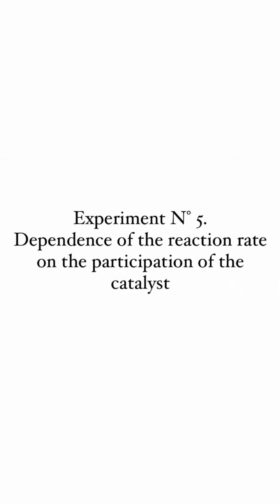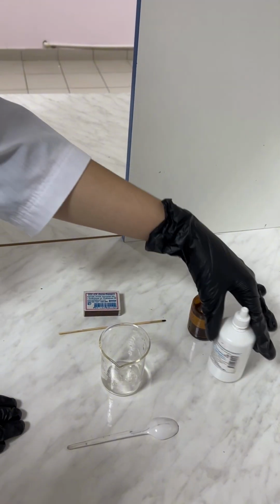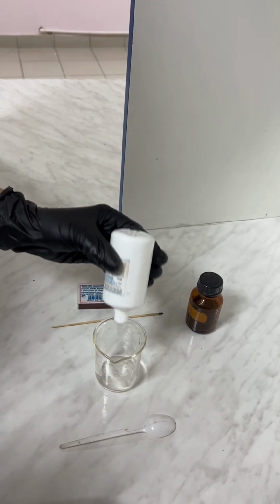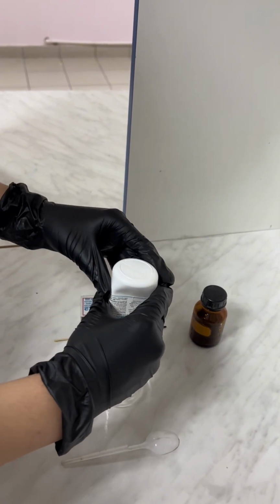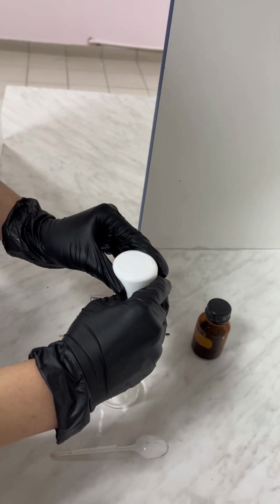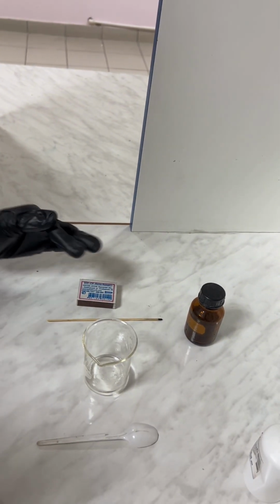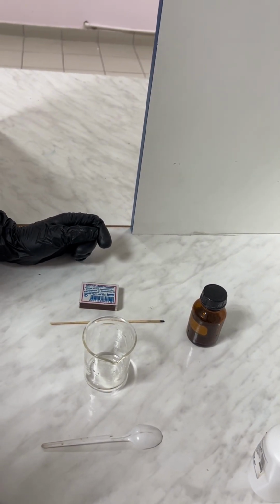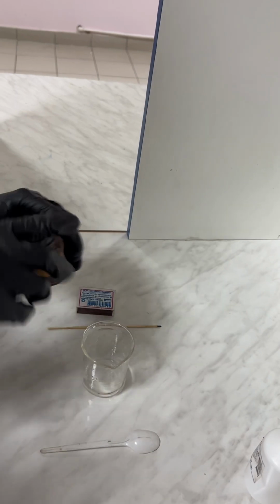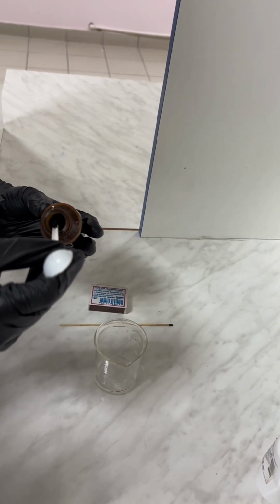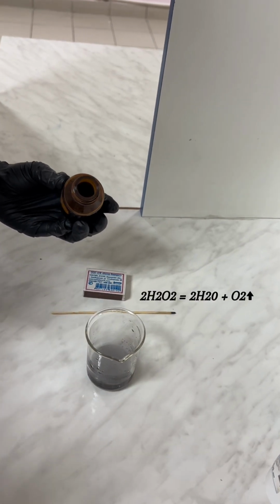Experiment number 5. Dependence of the reaction rate on the participation of the catalyst. Pour a 3% hydrogen peroxide solution into the bottom of the glass. Hydrogen peroxide is a very fragile substance and easily decomposes into water and oxygen. Under normal conditions, the decomposition reaction of hydrogen peroxide proceeds slowly. We do not observe any signs of the reaction, that is, the release of gas bubbles. Therefore, add a little black manganese oxide powder to the glass of hydrogen peroxide and observe the intense release of gas bubbles.